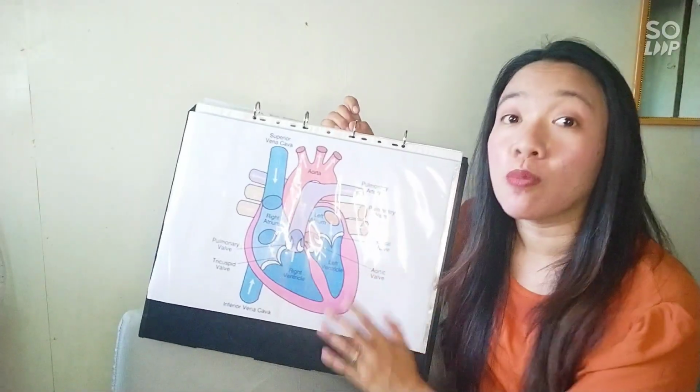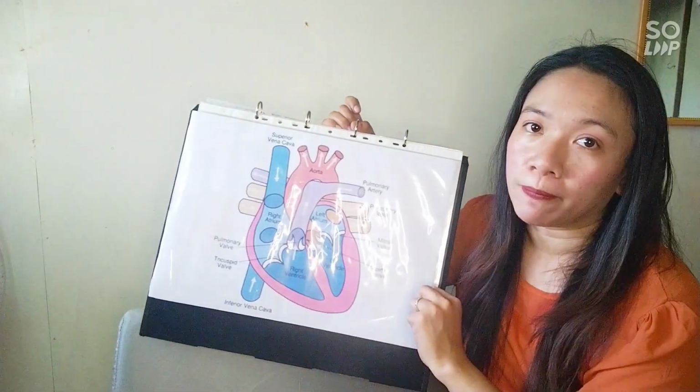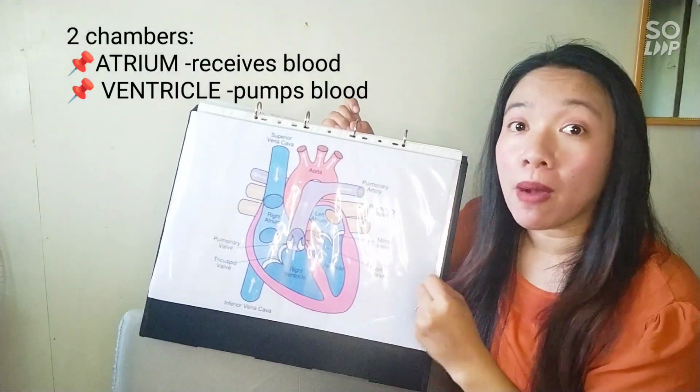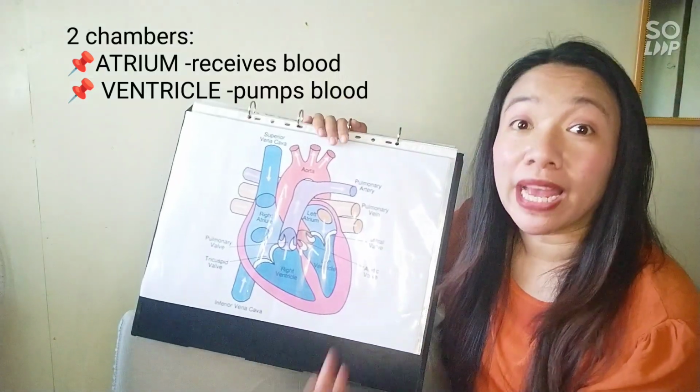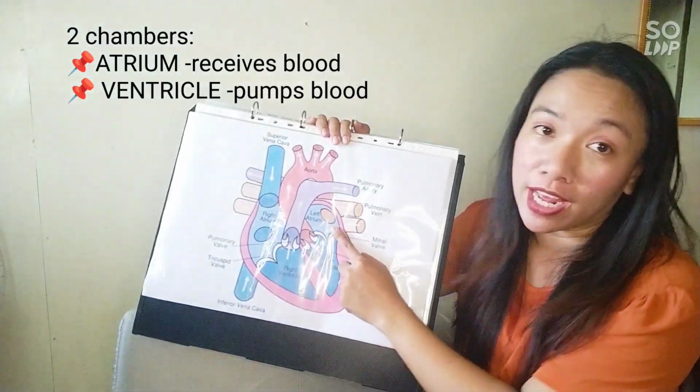Our heart is composed of four chambers. Dalawang receiving at dalawang pumping. Okay. The receiving chamber ng heart natin is called atrium. So, merong right and left atrium.